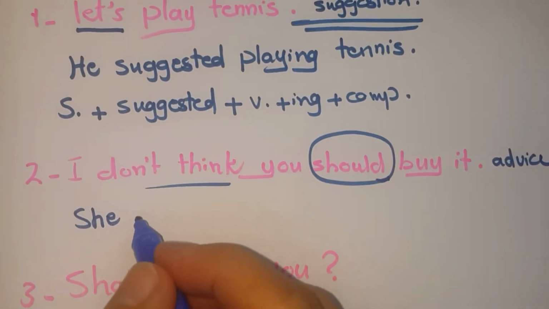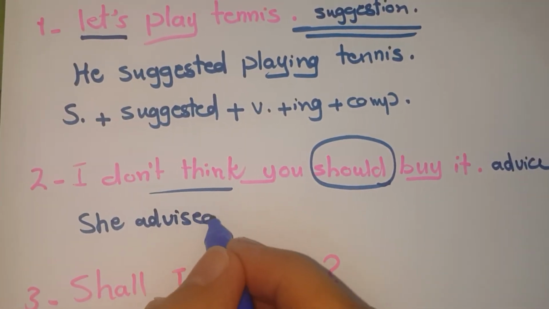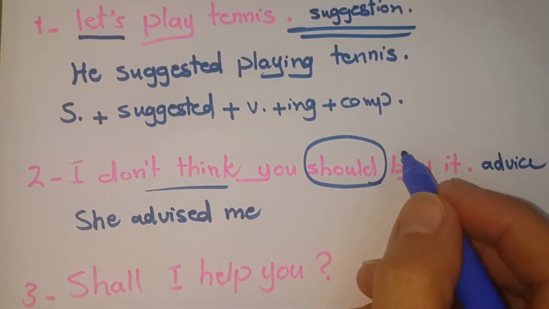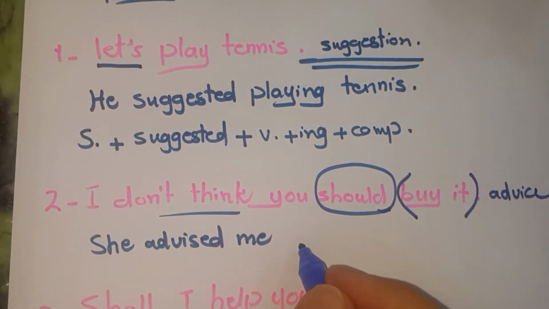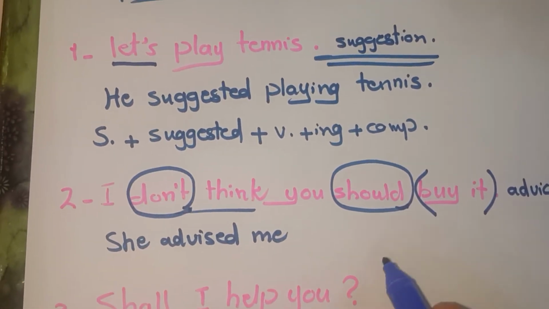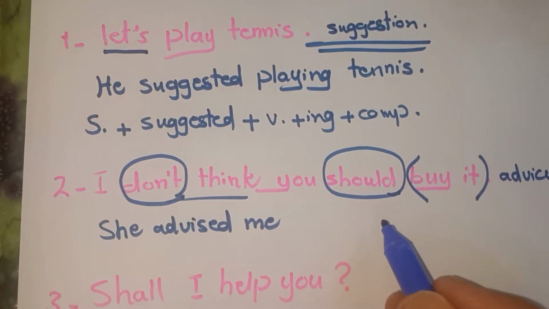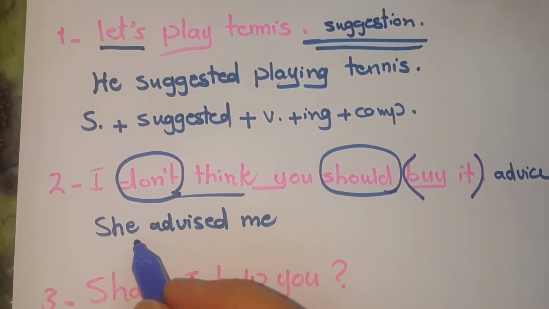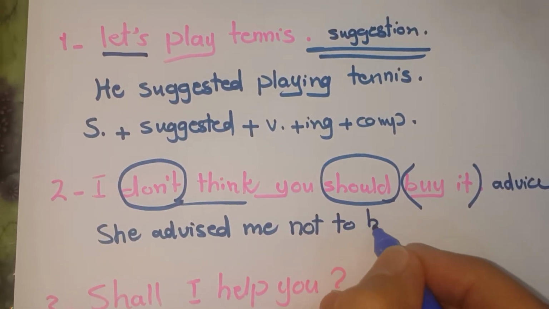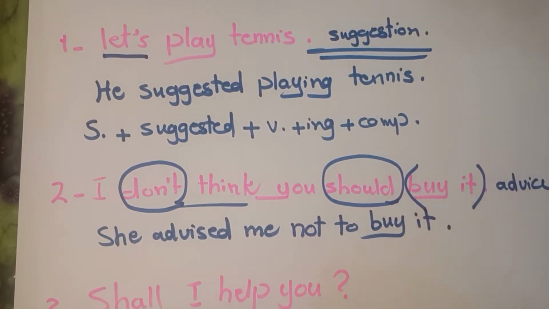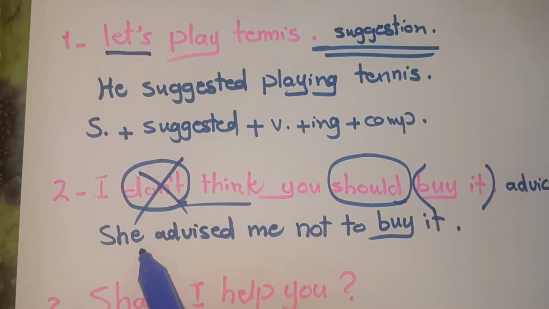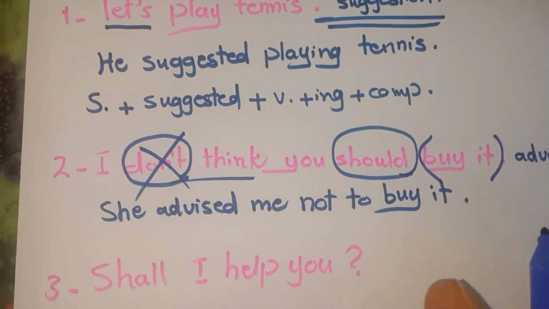Since it's an advice, we use the verb advised me or her, etc. To do what? To buy it. The sentence contains don't, so the advice gives me a sense of negation. So we say she advised me not to buy it. What if there wasn't don't, I think you should buy it? We say she advised me to buy it.